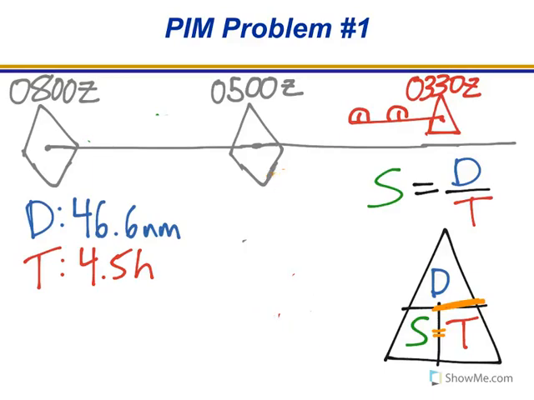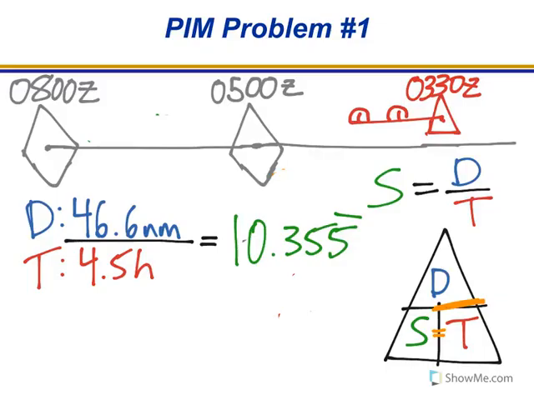Let's clean this up a bit. So now we'll do our math. We'll take our distance of 46.6 nautical miles and divide it by 4.5 hours, and that gives us an answer of 10.355 repeating. For units, these are nautical miles per hour, also known as knots.